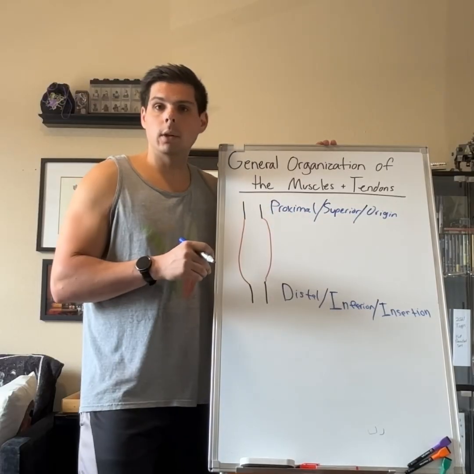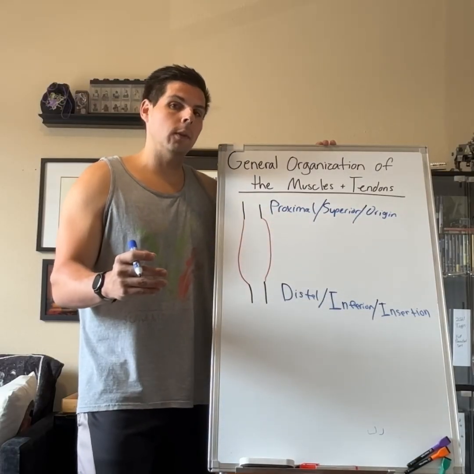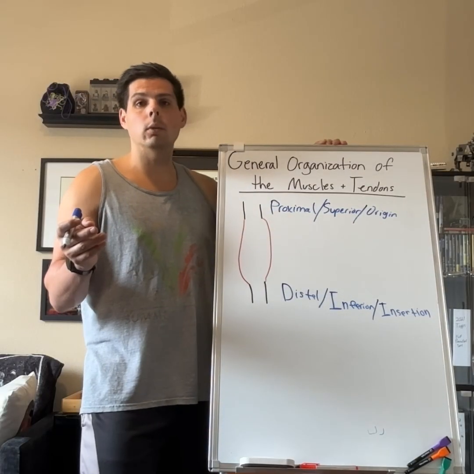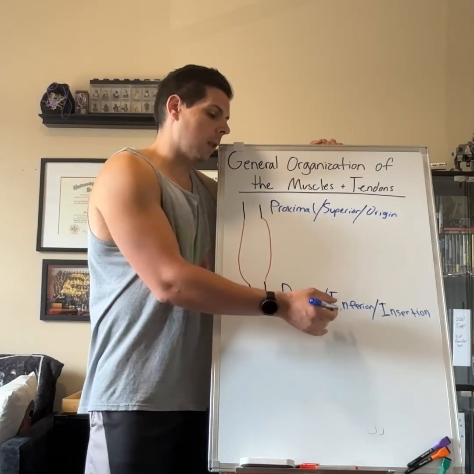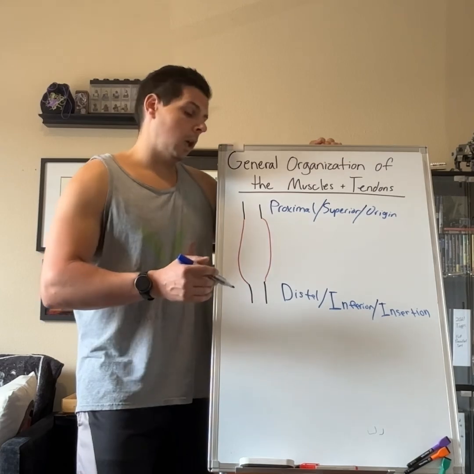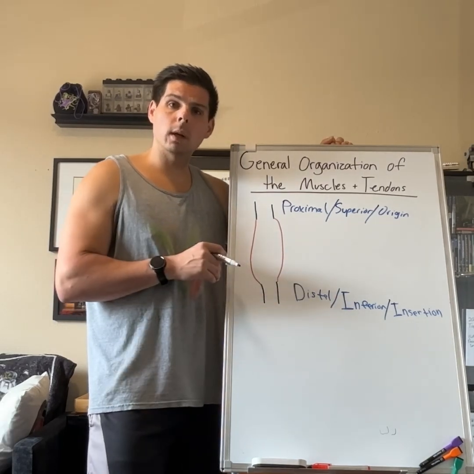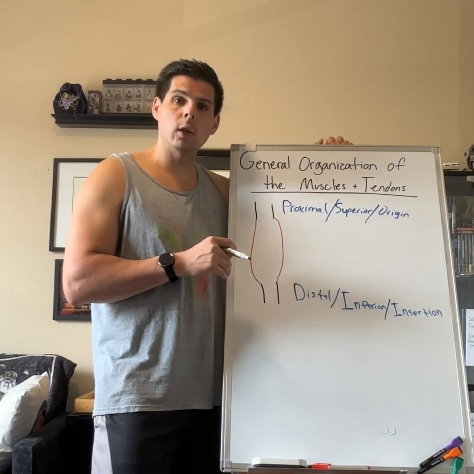Similar to origin, insertion is the oldest version of this term and is the one that you're least likely to encounter in a modern day textbook. You're most likely going to see distal and then inferior attachment used. So that's going to conclude everything about the organizations of the muscles and tendons in the human body.